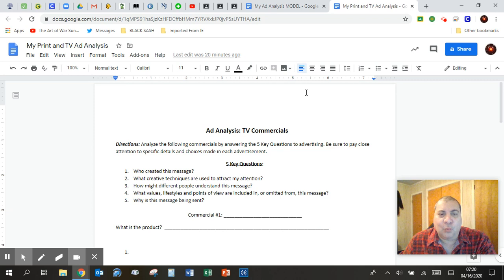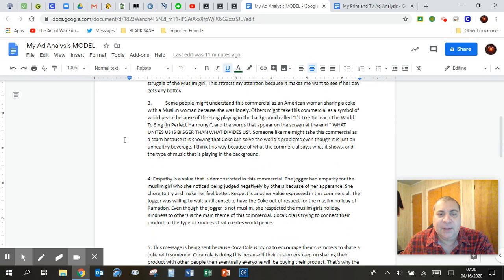The fourth question: what values, lifestyles, and points of view are included in or omitted, meaning left out, from this message? Empathy, big word there. You know what empathy means, right? Empathy is when you can put yourself in somebody else's shoes. Not like sympathy, which means you can feel bad for somebody, you can understand their feelings. Empathy is actually walking a mile in their moccasins.